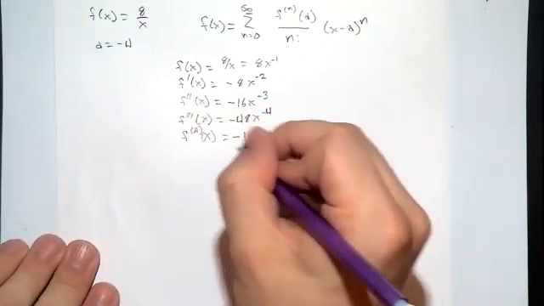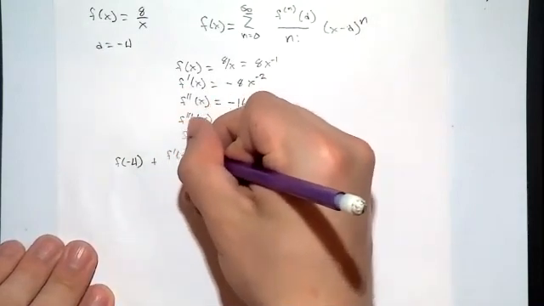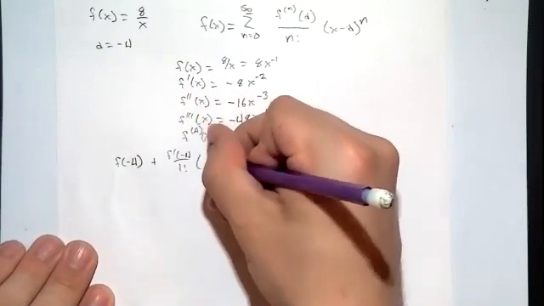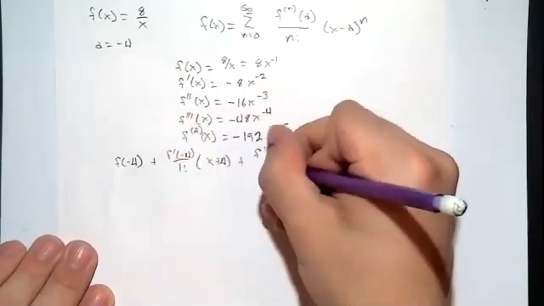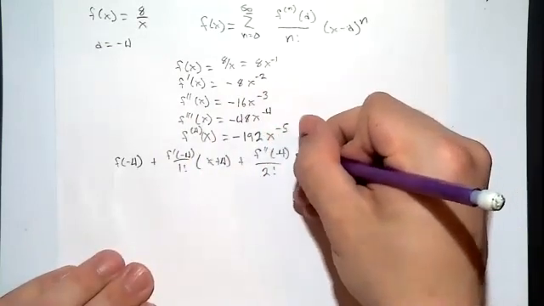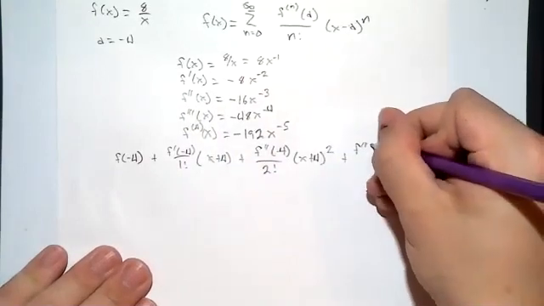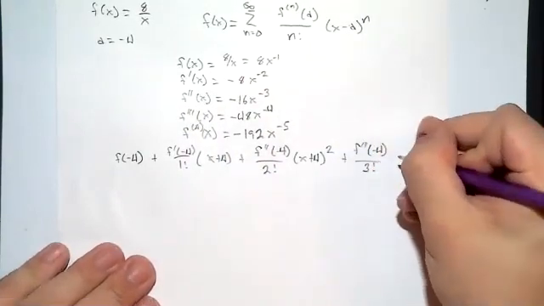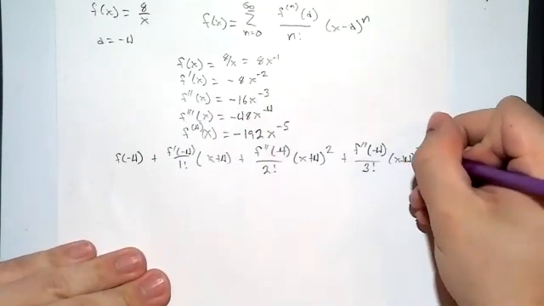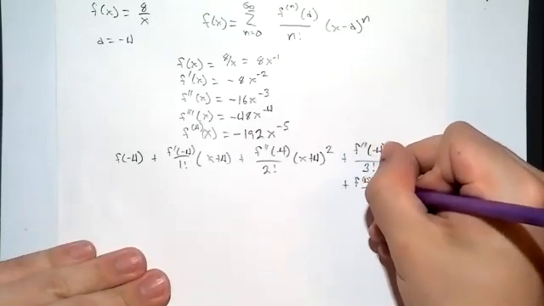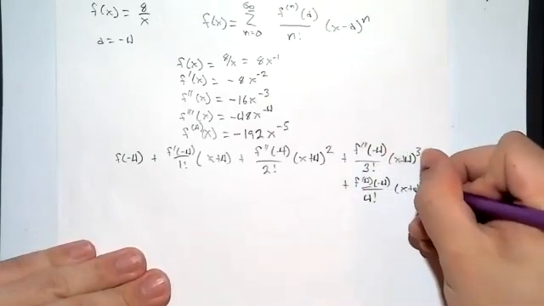Then you start with f of -4. Then you do f prime of -4 over 1 factorial times x plus 4, plus f double prime of -4 over 2 factorial times x plus 4 squared, plus f triple prime of -4 over 3 factorial times x plus 4 to the 3rd, and plus the fourth derivative of f at -4 over 4 factorial times x plus 4 to the 4th.